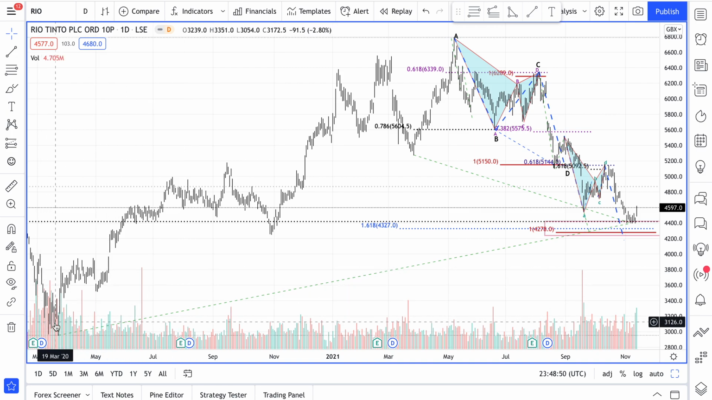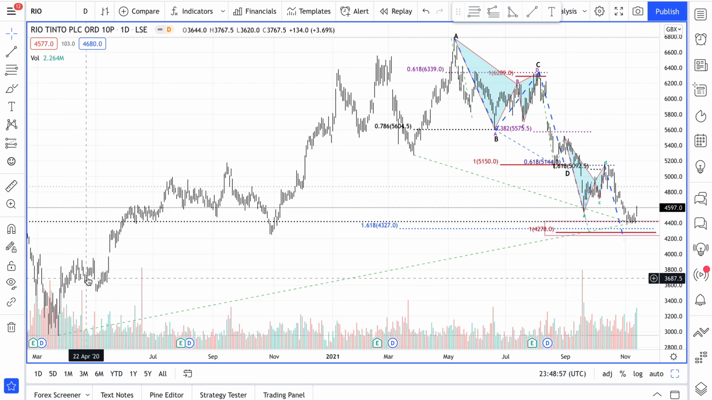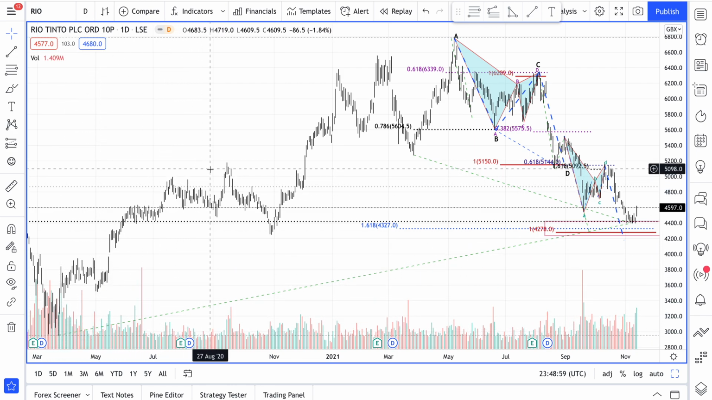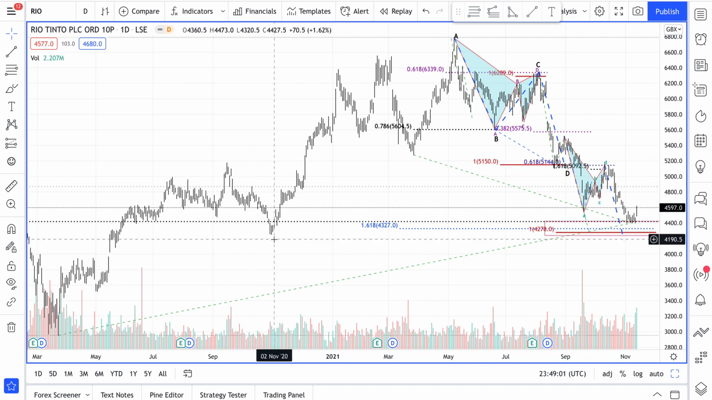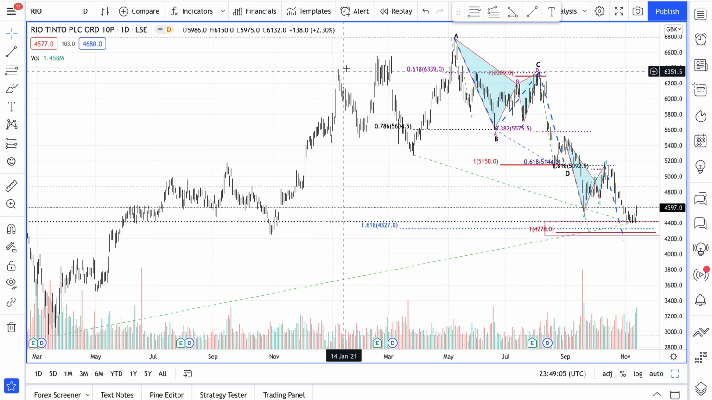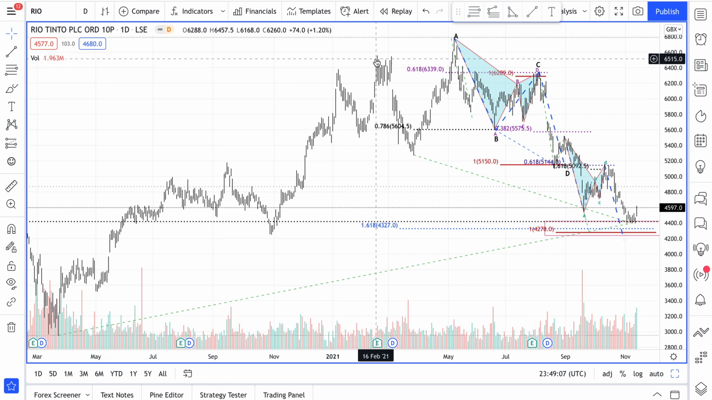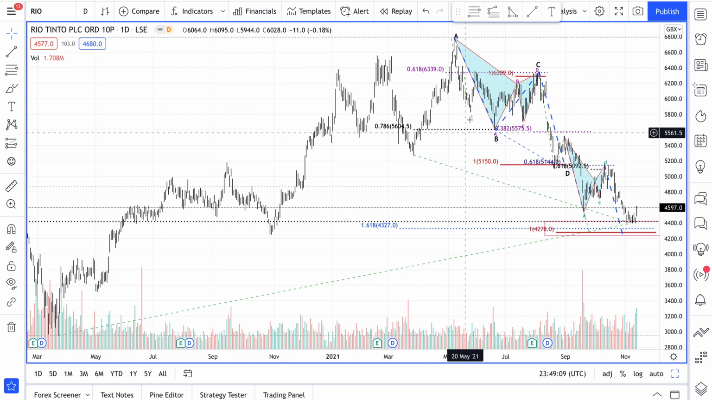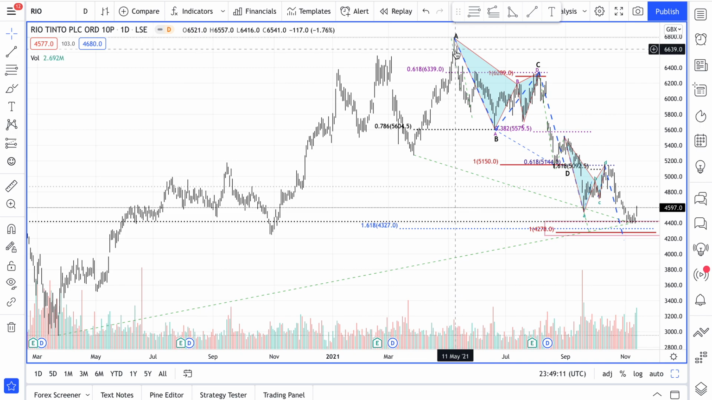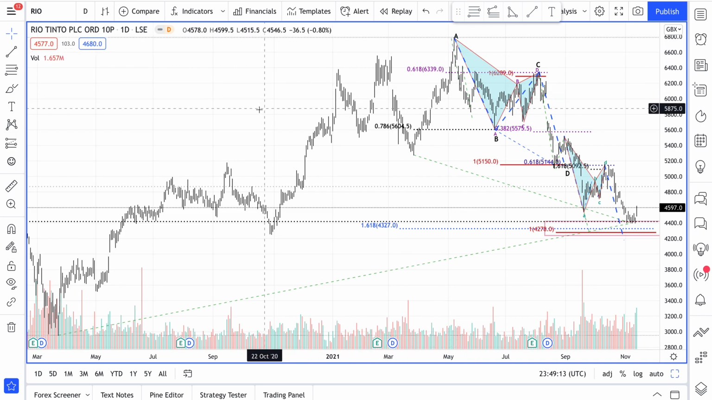So here what we see is that the 20th of March 2020 forms a bottom, and then the stock begins to move higher. There's a bit of consolidation here. It moves lower a little bit, and then there is a move higher, a little bit of consolidation, moves lower, then forms a top in May of 2021.